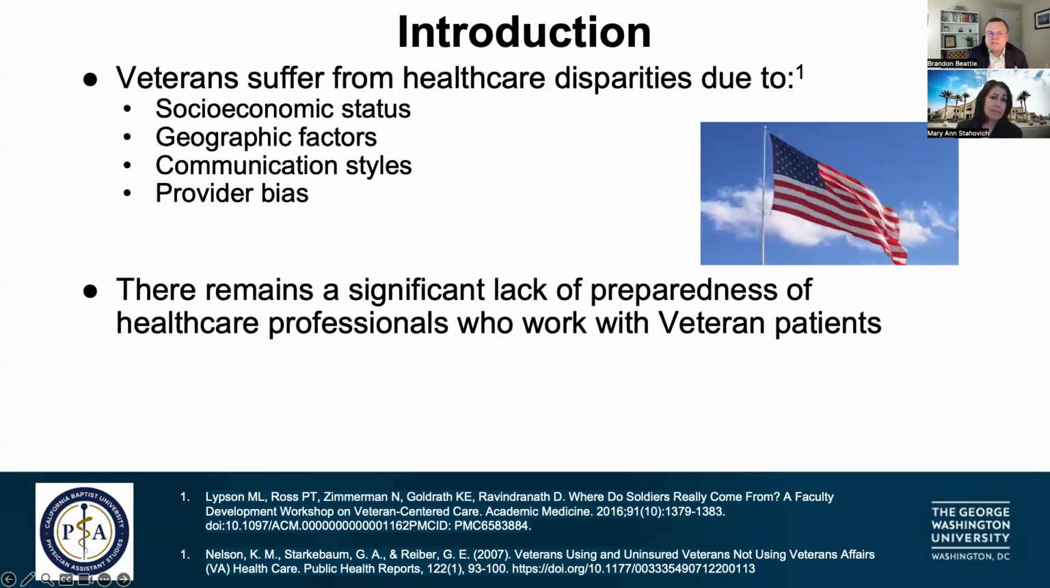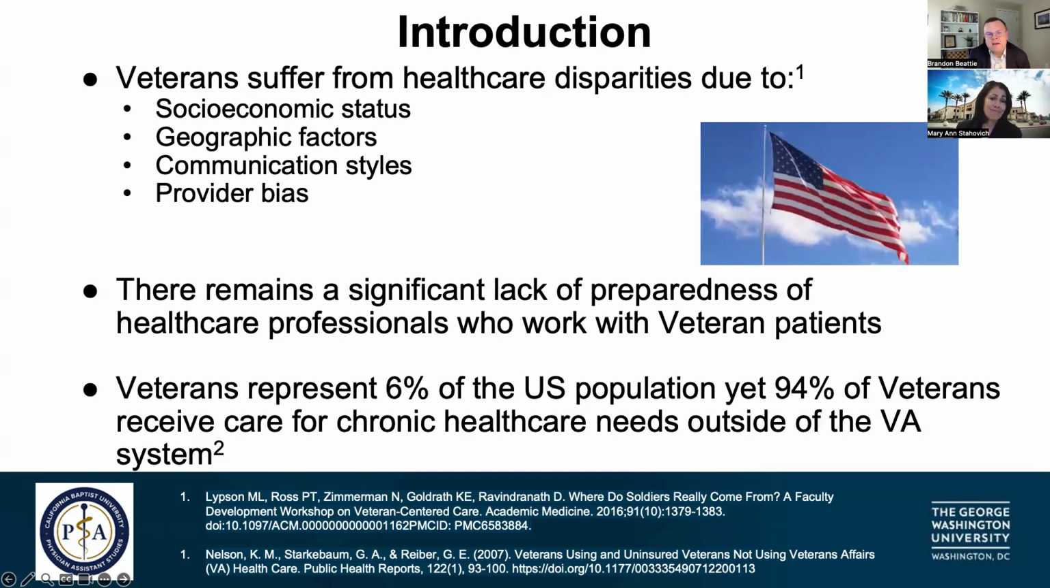And there is this misnomer that veterans receive their care from the Department of Veteran Affairs. And so it's a mentality of, well, they'll train their providers to do this. But the reality is veterans represent 6% of the US population, but 94% of veterans receive care for their chronic healthcare needs outside of the VA system. So as I tell my students, it's not a matter of if you'll see a veteran, it's a matter of when you'll see a veteran clinically.